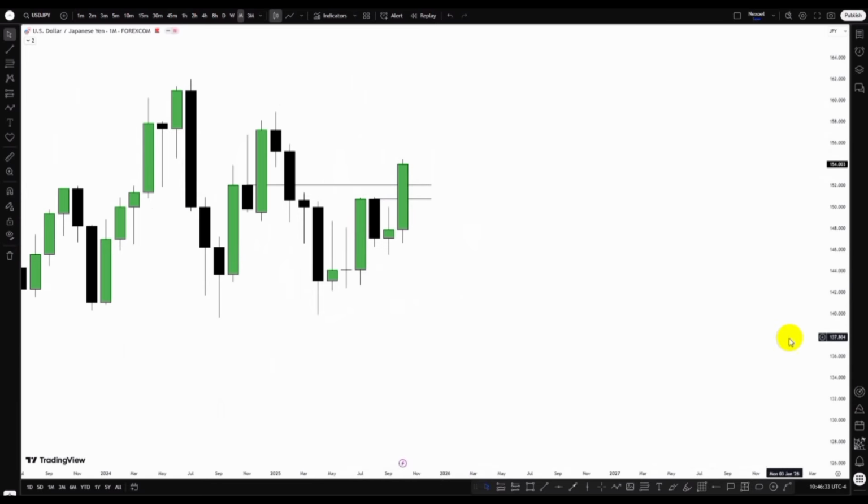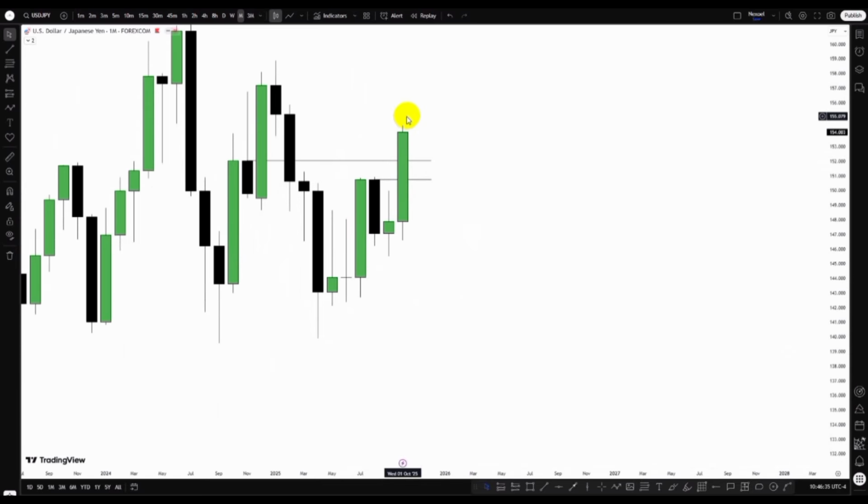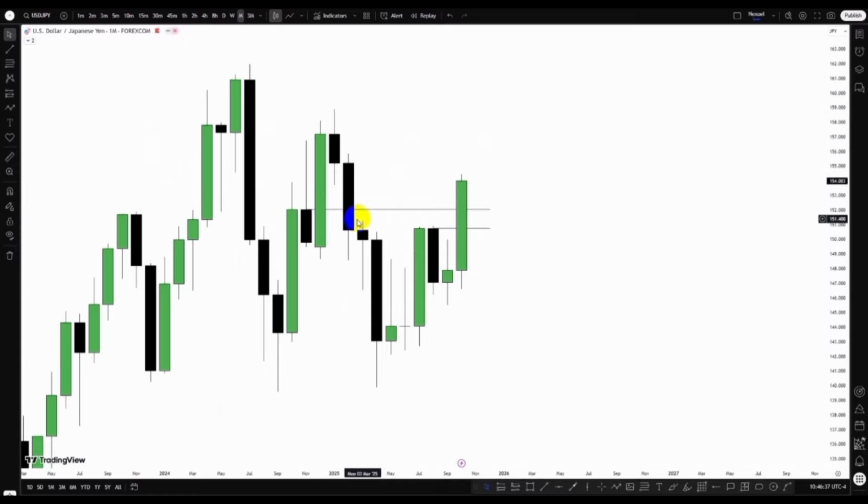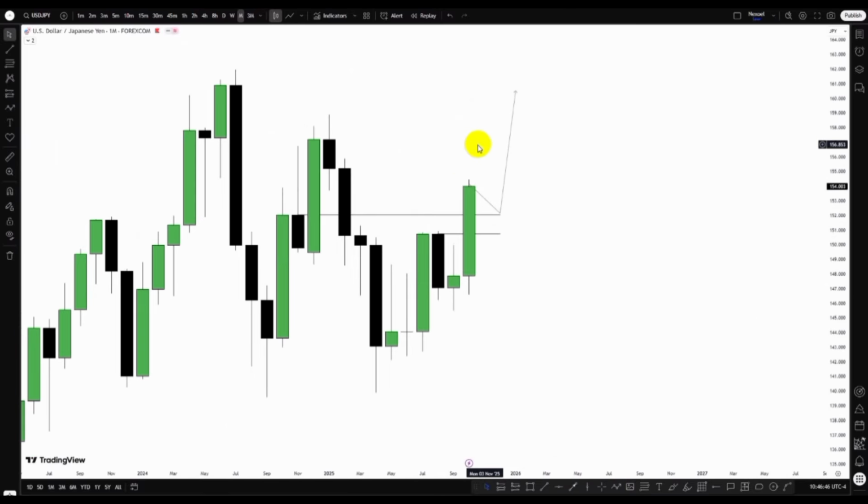What we can see is the month of October gave us a bullish impulse to the upside. Price traded into this fair value gap, so we have this bullish reclaim block. We may see price give us a pullback to continue bullish to the upside. That is the narrative from the monthly time frame here.